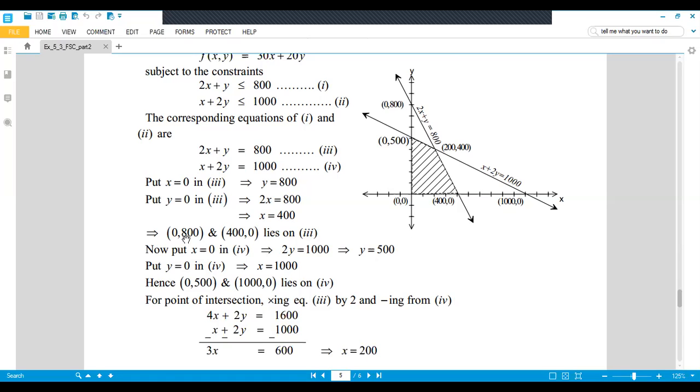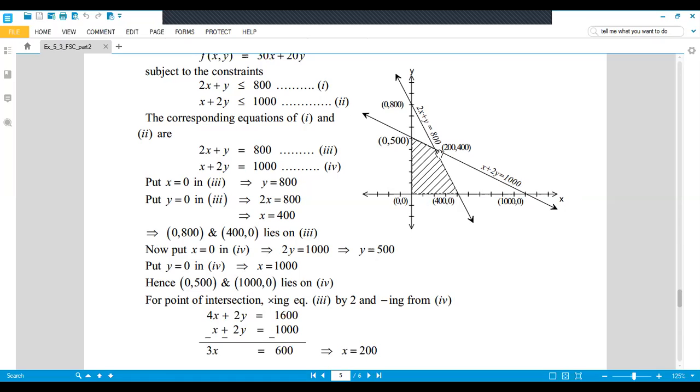Now we have to draw the graph. We take 100 units equal to 10 small boxes. This is first, second, third, and fourth quadrant. So we can draw equation number 3. 400 on the x-axis and y is 0, this point, and on the y-axis x is 0, y is 800. So this line represents equation number 3. And similarly for the next, on the x-axis 1000, meaning the 10th point, and 0 on the y-axis, and on the y-axis 0 and 500. So we draw this line.